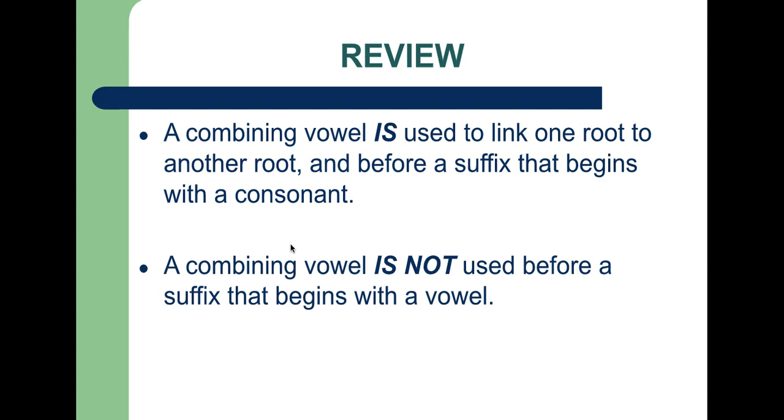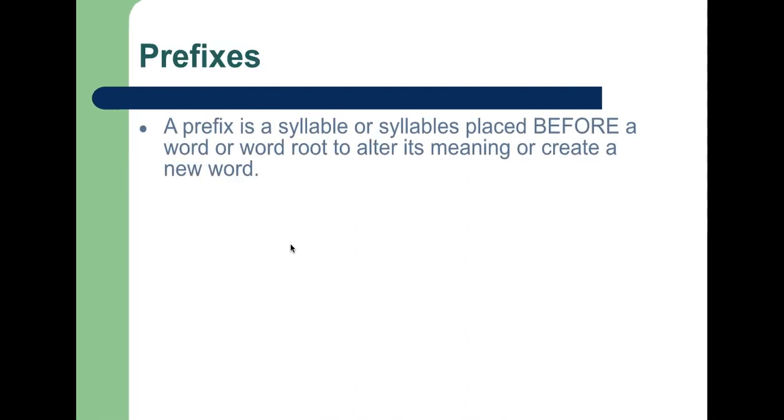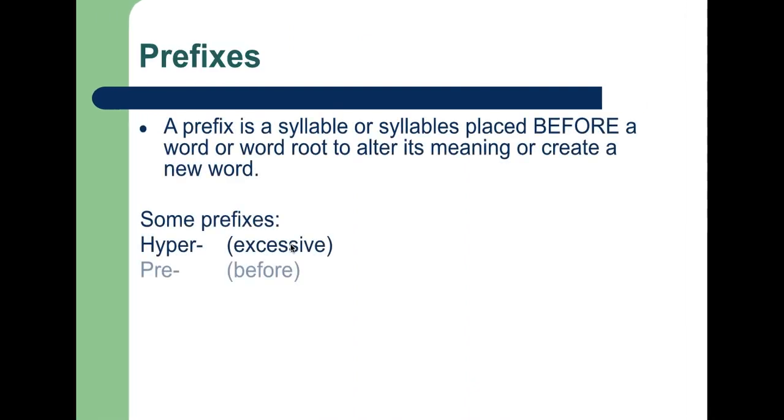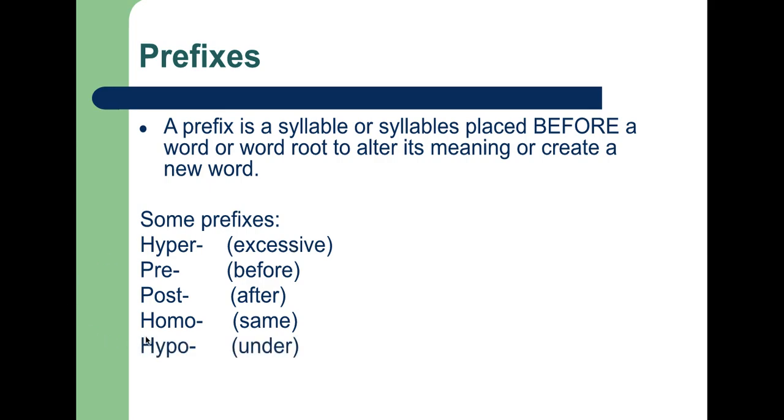All right, so just to review, the combining form just puts the word root with either another root or a suffix to make it easier to sound. A combining vowel is not used before a suffix that begins with a vowel. Prefixes are placed before, so here are some examples. We've got hyper, pre, post, and hypo, meaning under. So hyper means excessive, hypo means under.